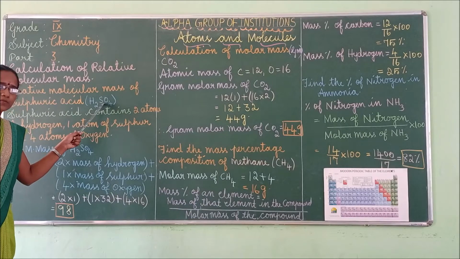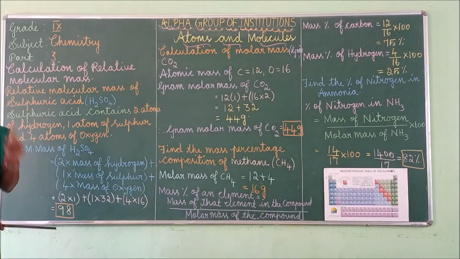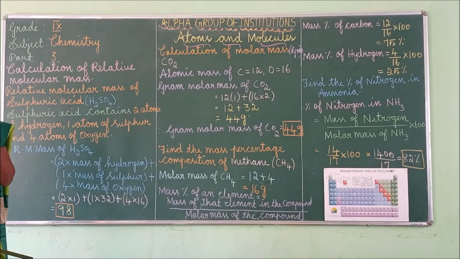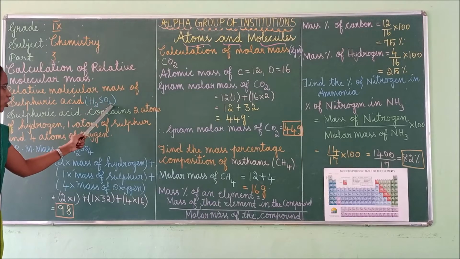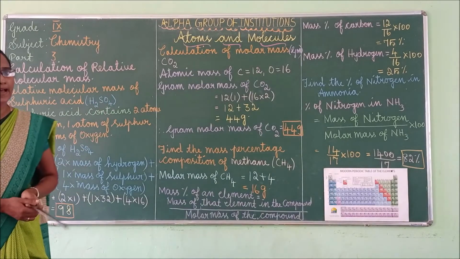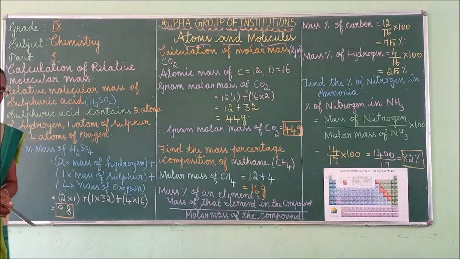See how many atoms of sulfur are present? It is only one. The number is not given here, so it means only one sulfur atom. So, two hydrogen atoms, one atom of sulfur and four atoms of oxygen are present in sulfuric acid. First, you have to mention that. That is the first point, right?